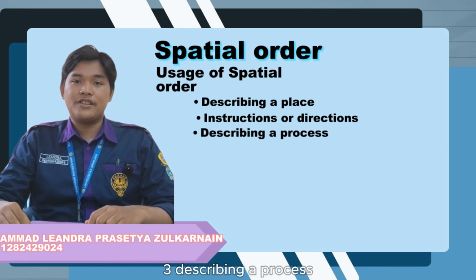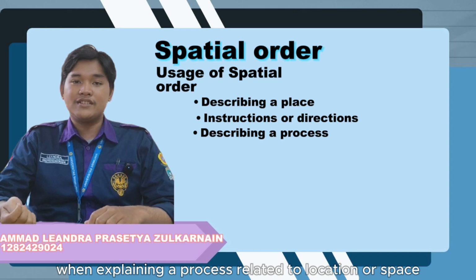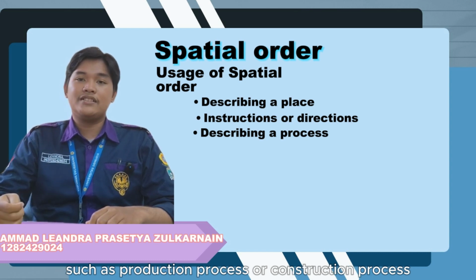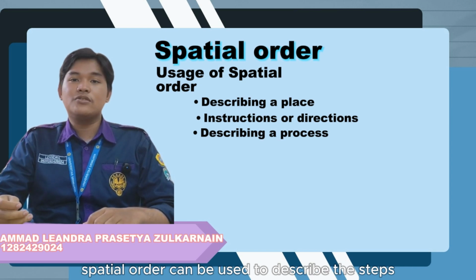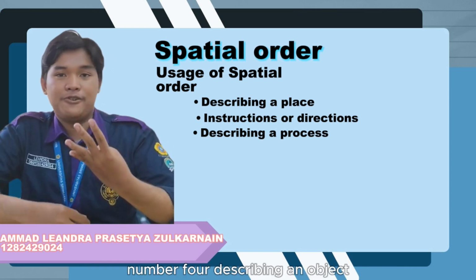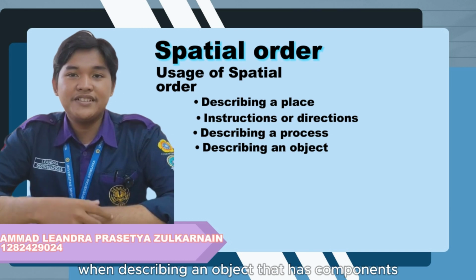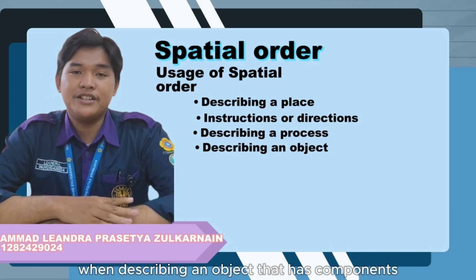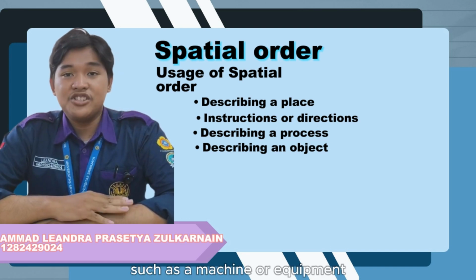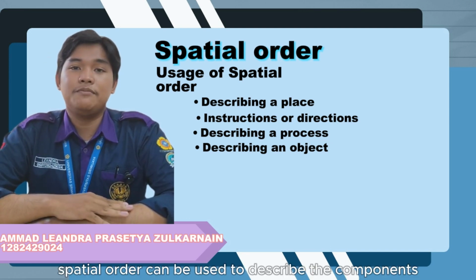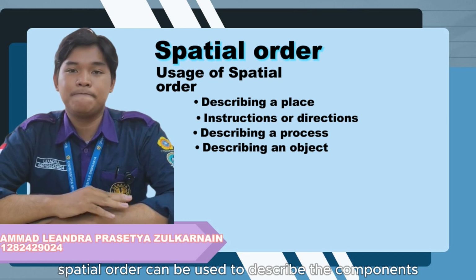Number 3, describing a process. When explaining a process related to location or space, such as a production process or construction process, spatial order can be used to describe the steps. Number 4, describing an object. When describing an object that has components related to location or space, such as a machine or equipment, spatial order can be used to describe the components.